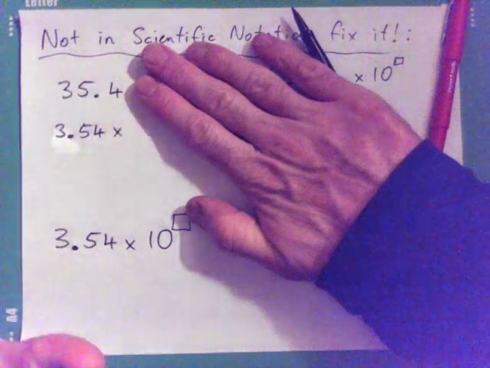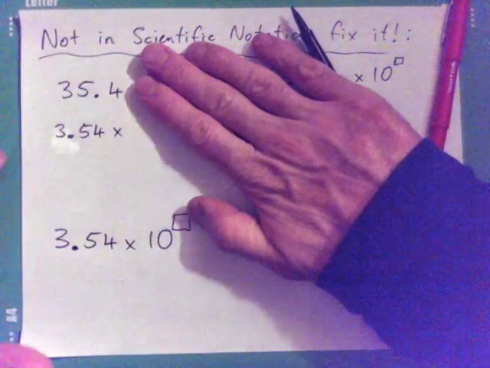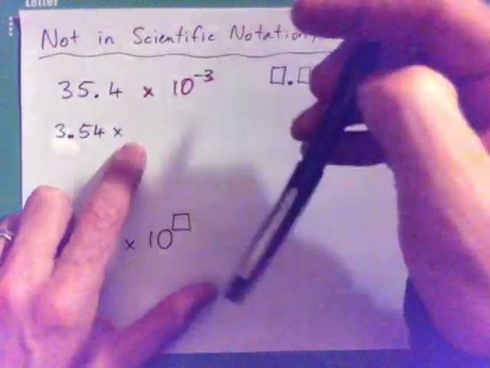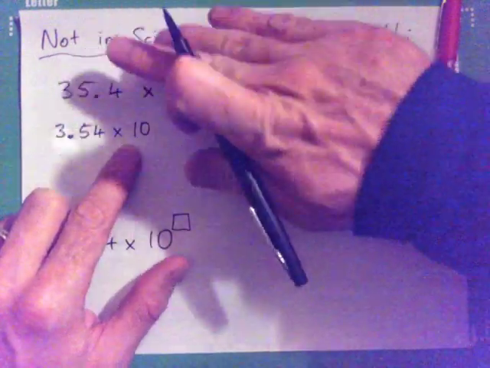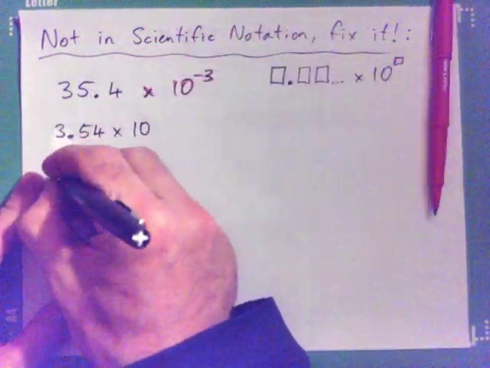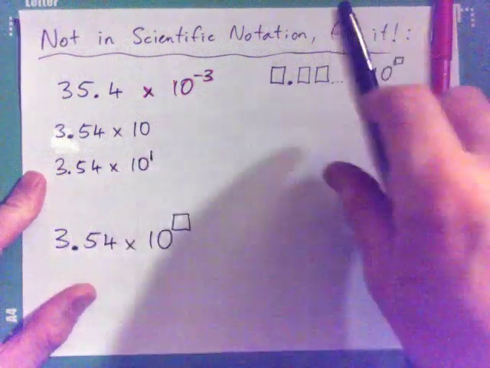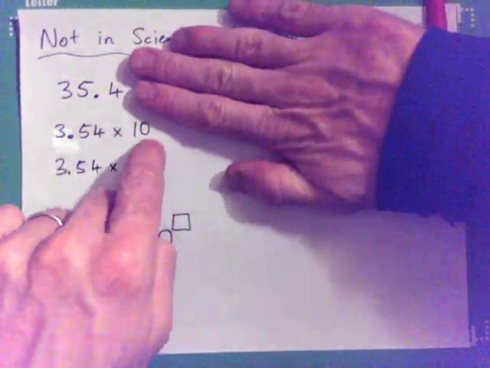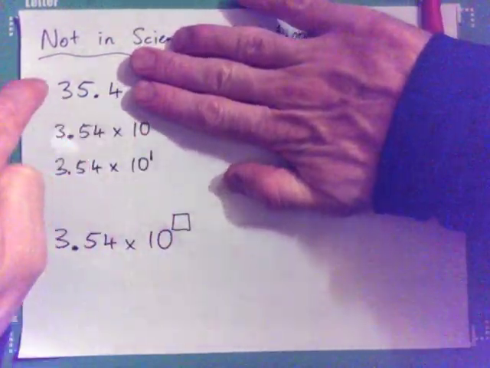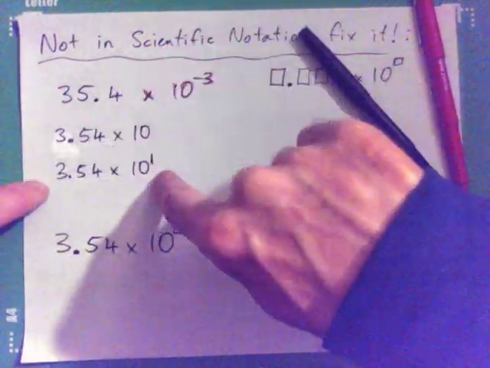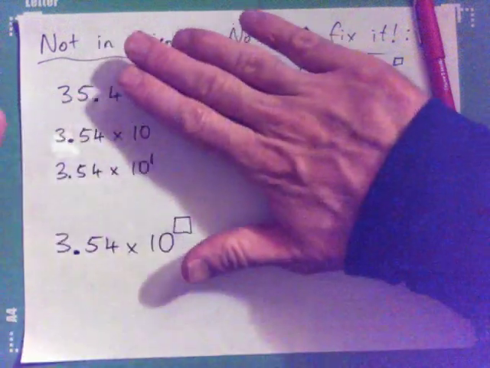So everybody tell me, like, 3.54 times what would give me 35.4. In other words, if I was to rewrite 35.4, what could it be? 10. Right. Times 10 basically, right? Or 3.54 times 10 to the power of 1. Same thing. Because look, if you take 10 and you multiply it by 3.54, you get 35.4, right? And so that becomes this. It's just rewritten a different way.